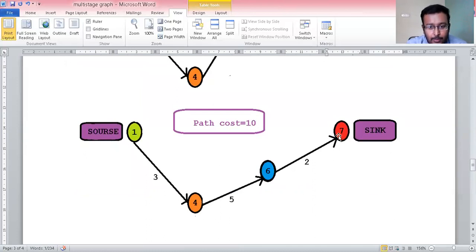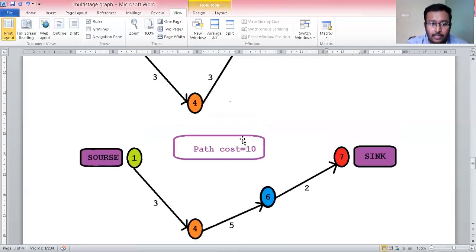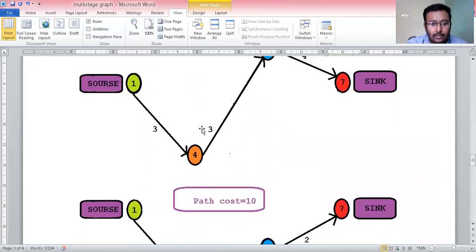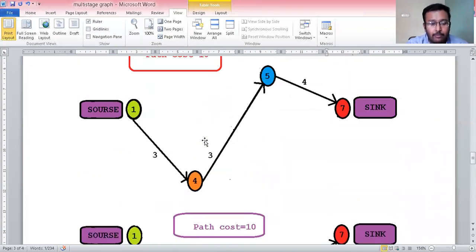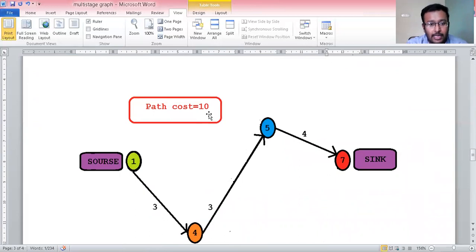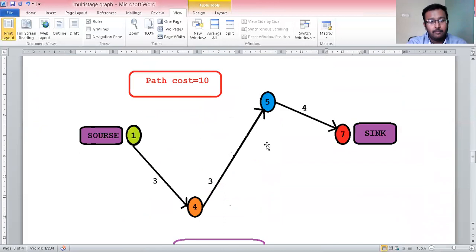Now, if I select this particular path, from 1 to 4 the edge weight is 3. From 4 to 6 the edge weight is 5. From 6 to 7 the edge weight is 2. If I find the sum of that, again the cost comes out to be 10. So if I follow either this path or this path, the minimum cost comes out to be 10. So this is the minimum distance from the source vertex 1 to the sink vertex 7.